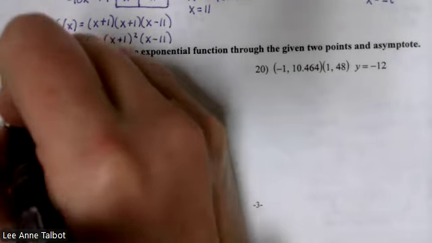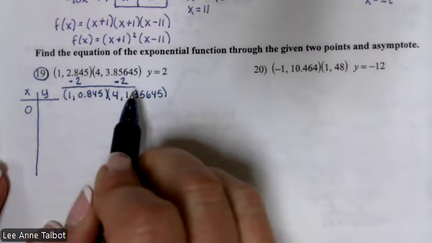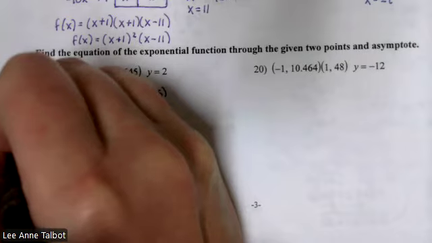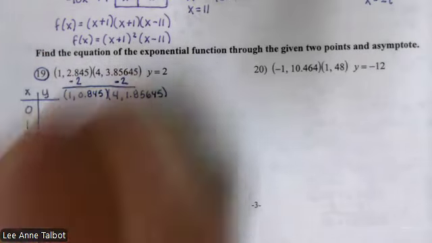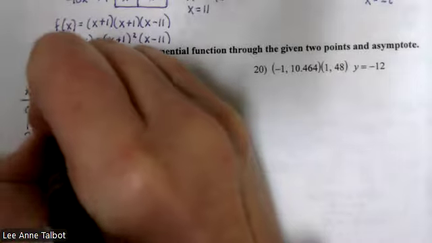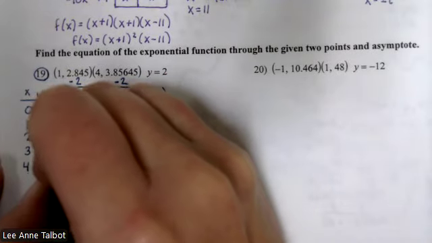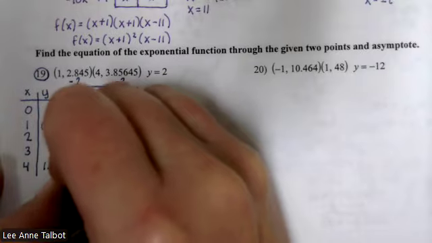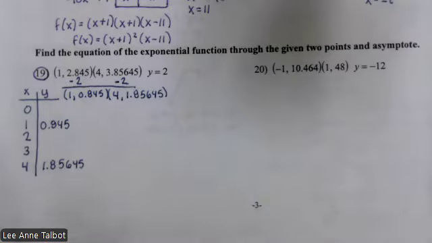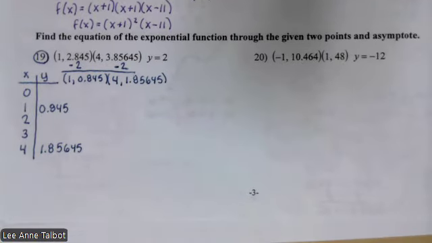Okay, and then make a table, but you always need to make room for 0. So mine go from 1 to 4, so I need to backtrack and make sure that I put a spot for 0 in there. And then 0.845, 1.85645. Man, that's really specific. Okay, any questions about that so far? Is it coming back to you?